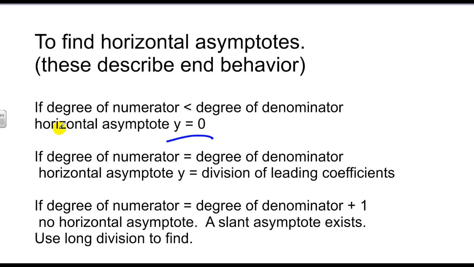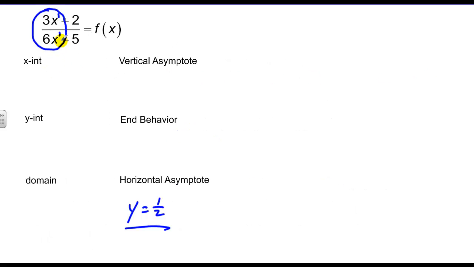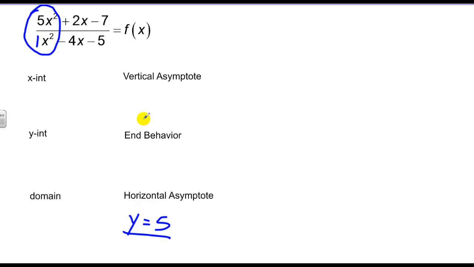If the degree of the numerator equals the degree of the denominator, the horizontal asymptote is equal to the division of the leading coefficients. So that's like our first example, leading coefficients 3 and 6, horizontal asymptote 1/2, and leading coefficients 5 and 1, horizontal asymptote 5.